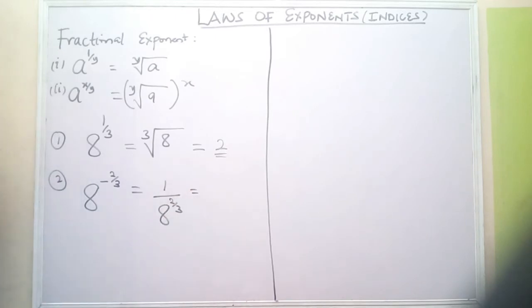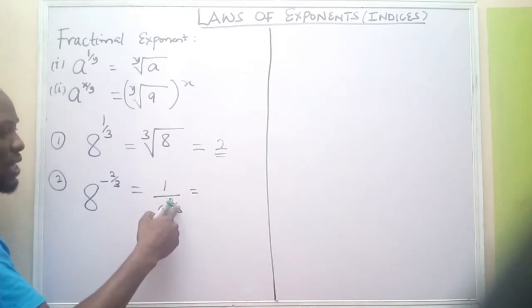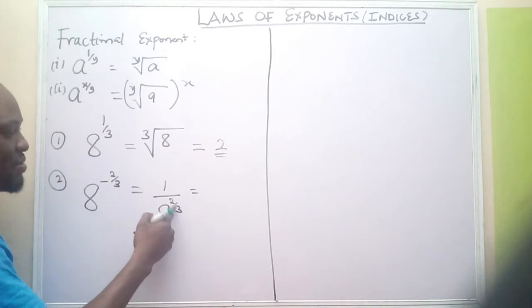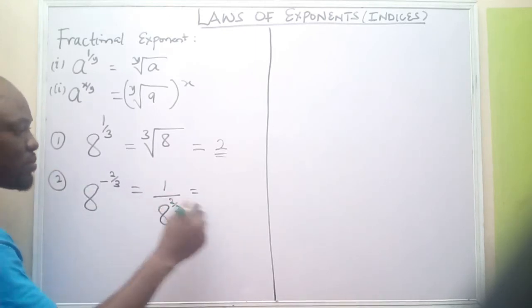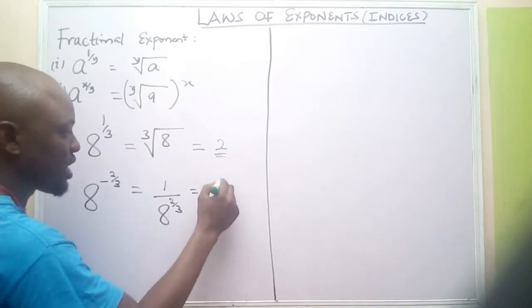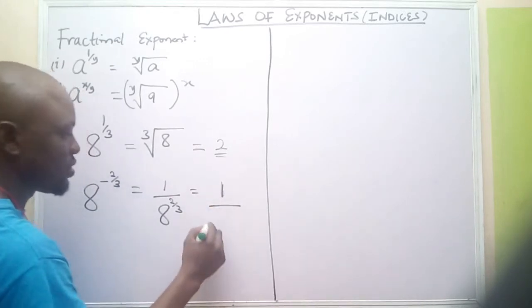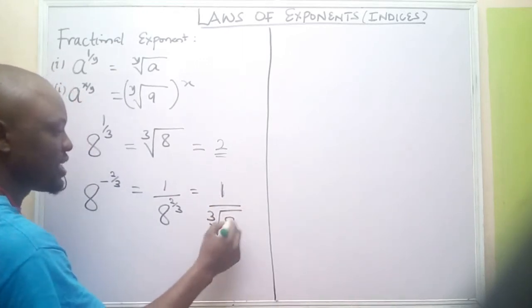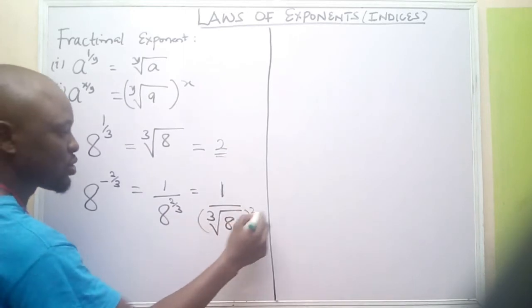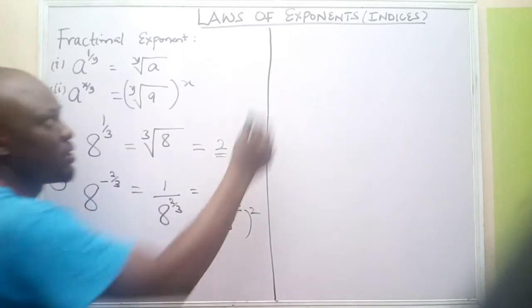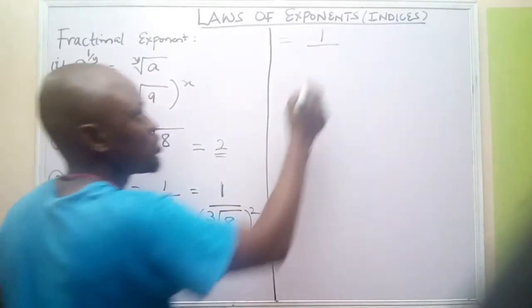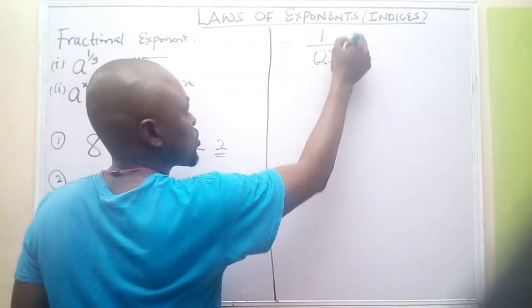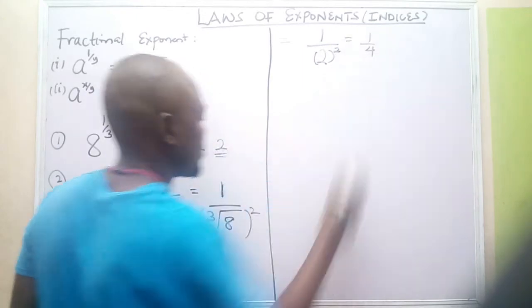So in this case, I have a fractional power now because the negative sign is gone. I have a fractional power whose numerator isn't a 1. So the denominator becomes the root of the base. So I have 1 over the third root of 8, all raised to the power of 2. The third root of 8 is 2. So 2 squared will be 4, giving 1 over 4.